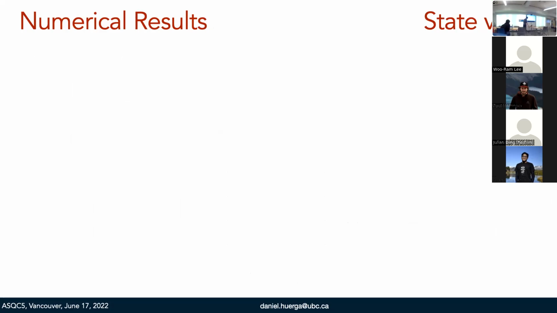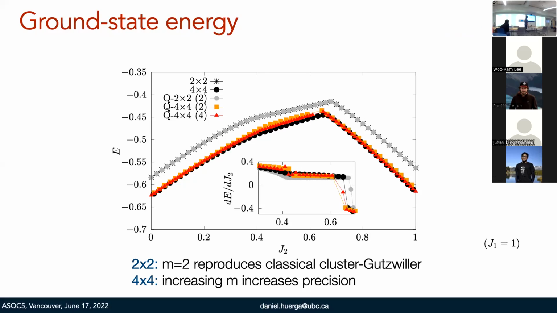So, some state vector results, as if we had a very, very efficient machine, in order to see whether this quantum circuit, although it is inexpressive, can give us a good approximation to the classical results that we can obtain in our computer with the original classical cluster-Gutzwiller approximation. So here is the ground state energy. I am plotting with black the classical cluster-Gutzwiller results. That is 2x2 with the stars and 4x4 with black dots.